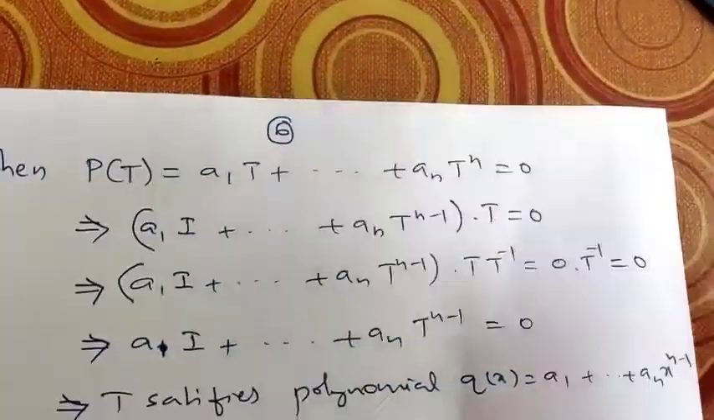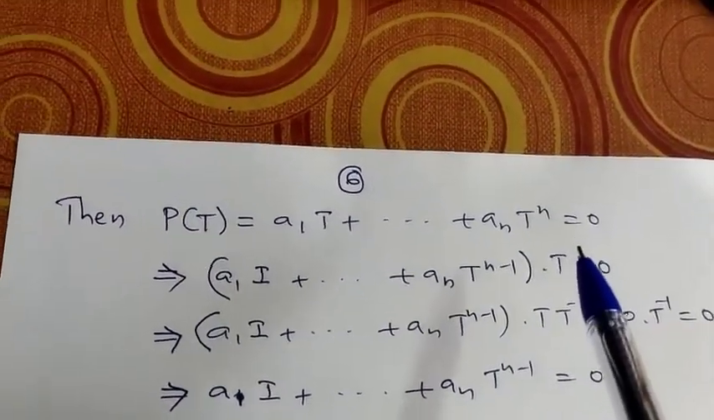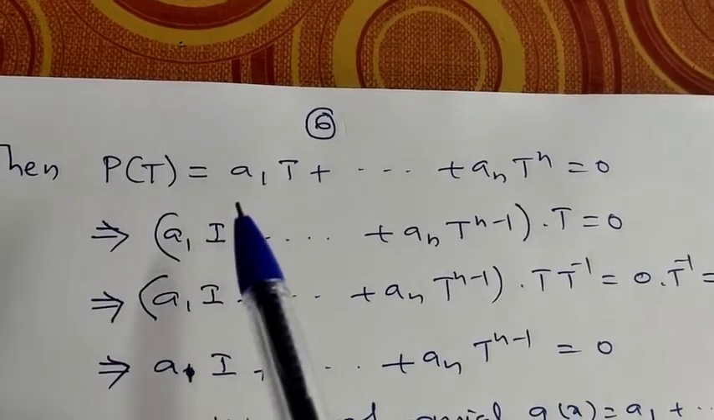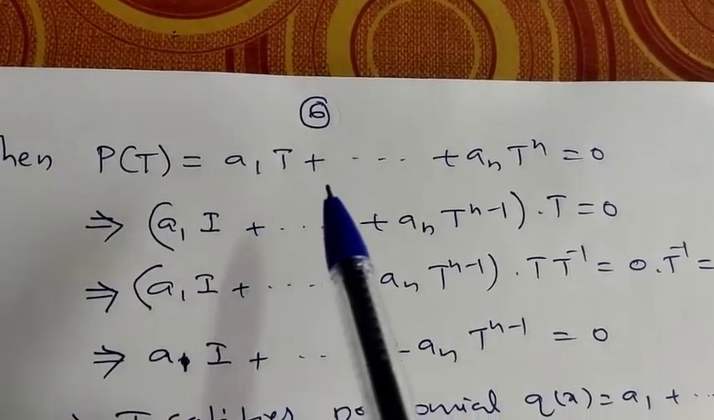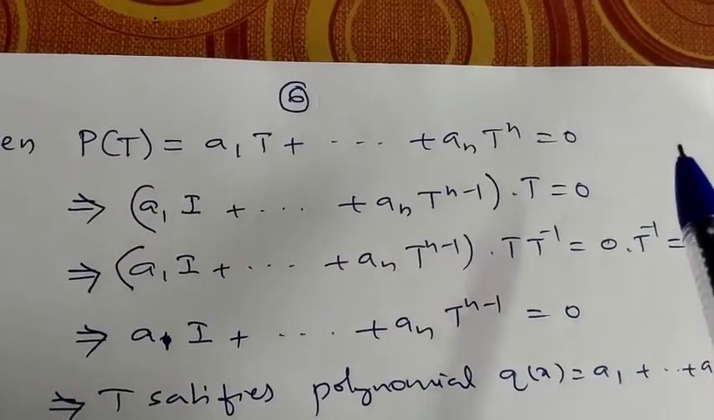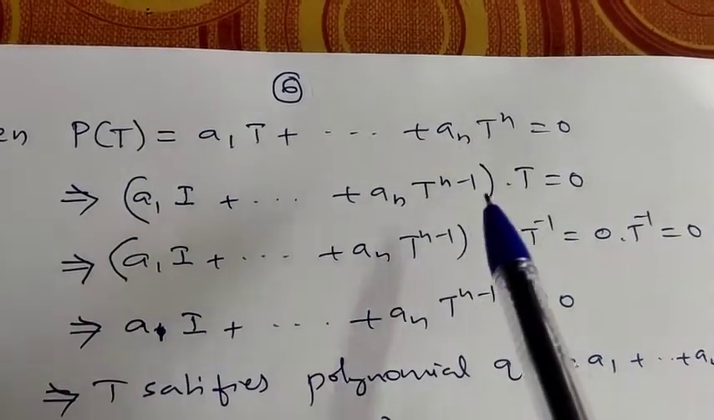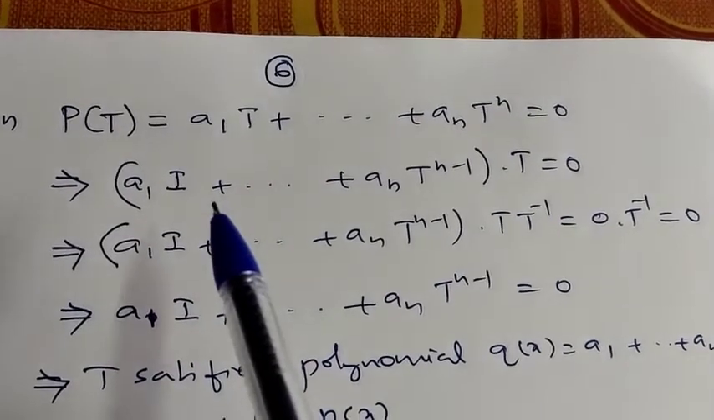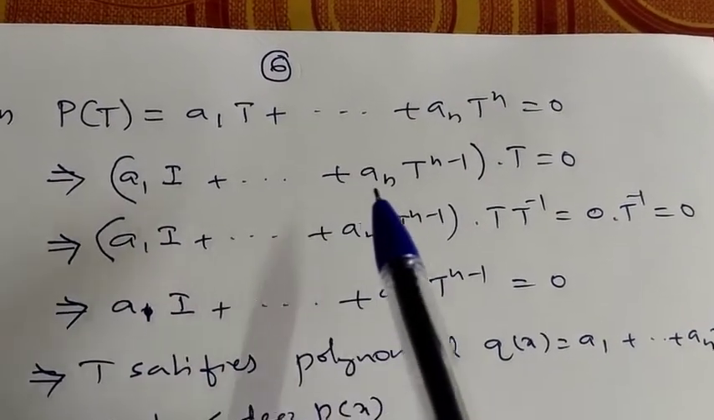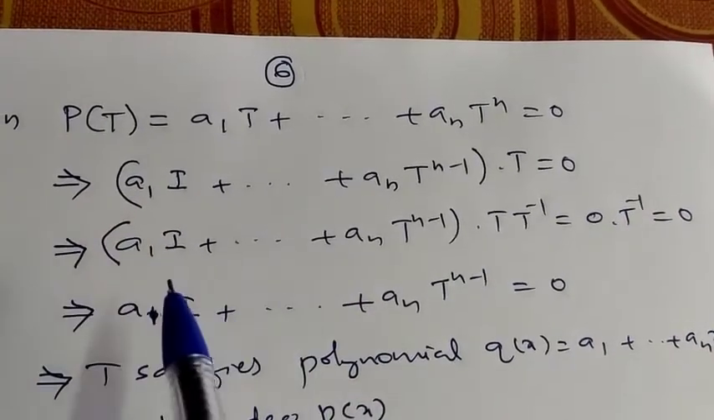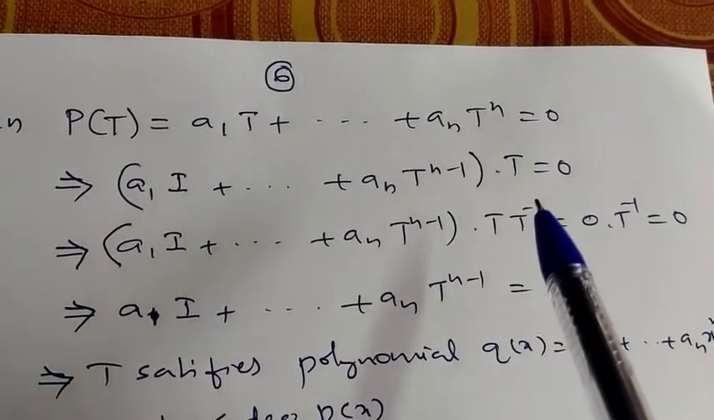If a0 is 0, then p(T) is 0, because p(x) is the minimal polynomial for T. Therefore p(T) is a1 T plus a2 T square and so on, an T power of n, because a0 is 0. This is equal to 0. This implies, taking T common on the right, a1 I plus a2 T and so on, an T power of n minus 1, into T is equal to 0. Since T is invertible, T inverse exists.